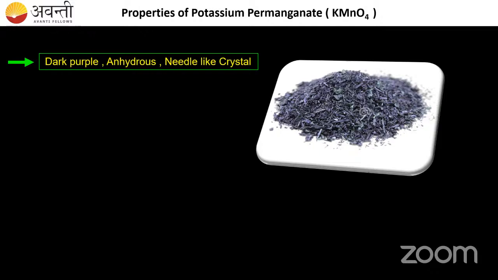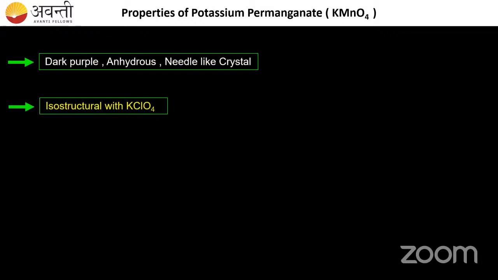And the second property is that it is isostructural with KClO4. KClO4 is one of the compounds. Isostructural. What is meant by iso? Iso means same. You all know what structural is, right? Isostructural means same structure. So KMnO4 is similar in structure with KClO4, and KClO4 is similar to KMnO4 in terms of structure.